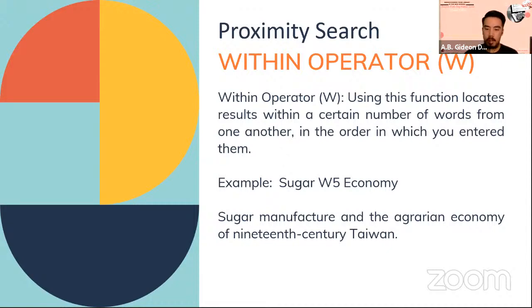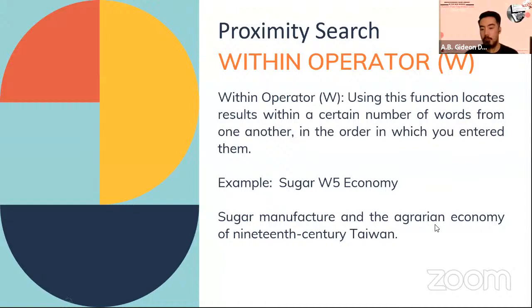So let's take a look at this one for example. Sugar W5 economy. This is actually a title of a journal article: "Sugar manufacture and the agrarian economy." So how many words are there between sugar and economy?